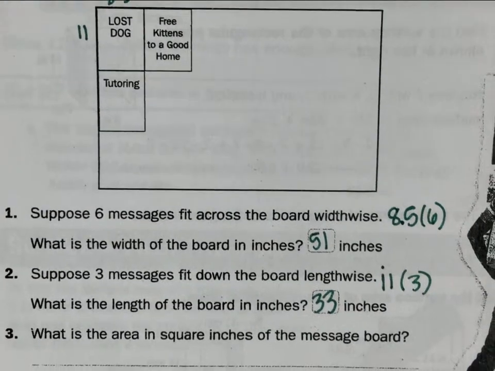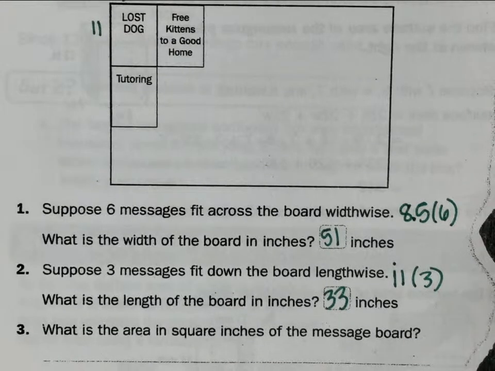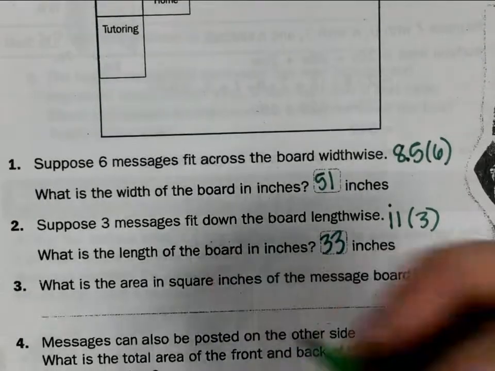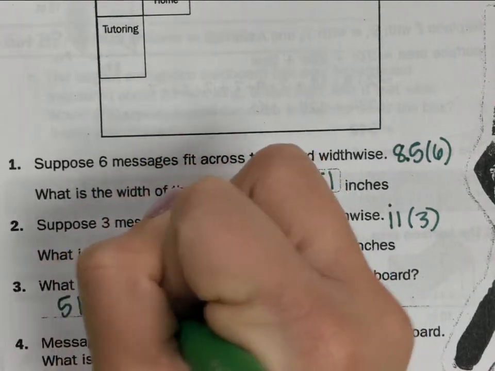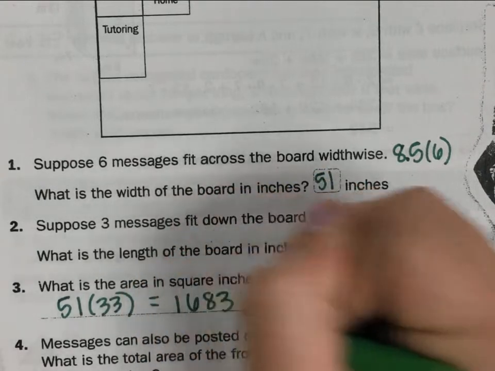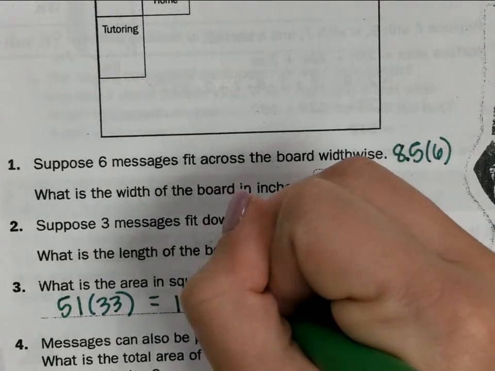All right, now they're asking what the area of that message board is. So how do I find the area of a rectangle? Length times width, right? So in this case, I'm just multiplying my width and my length together. So 51 times 33 gives me an area of what? 1,683. Good. 1,683. How do I say it? Square inches. Square inches. Good.